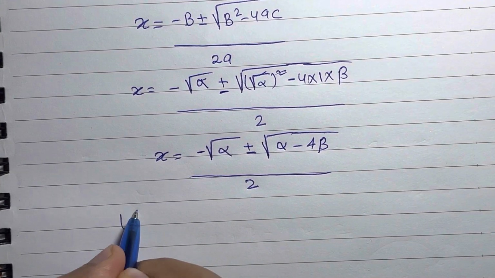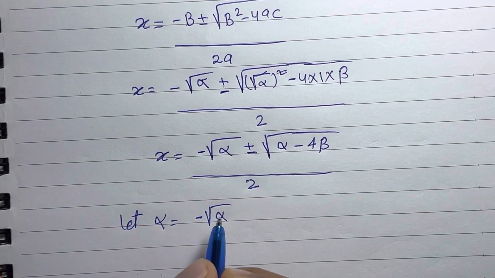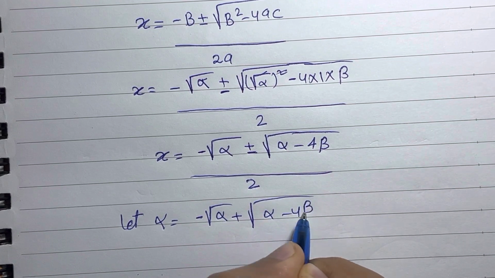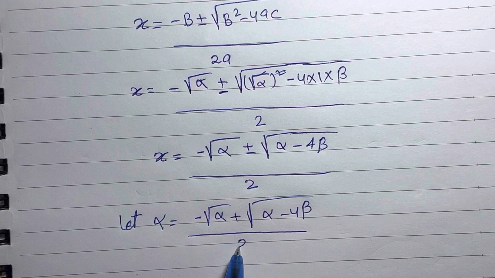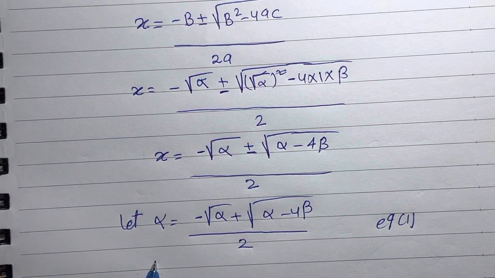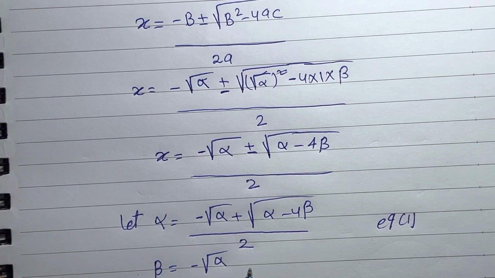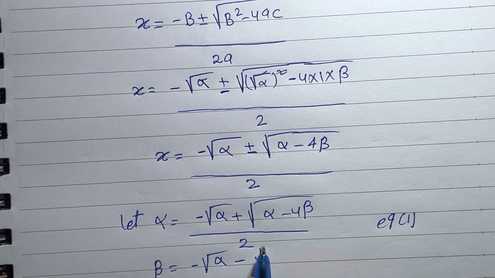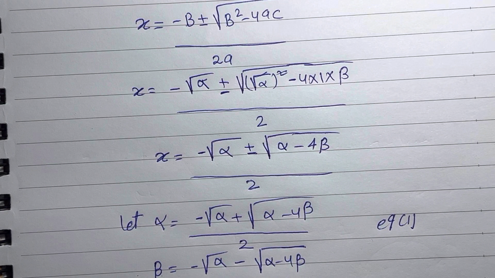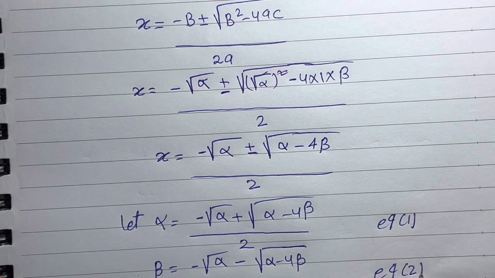We let alpha equals minus root alpha, positive, square root of alpha minus 4 beta, divided by 2, and we call this equation 1. And also let beta equals minus root alpha, minus square root of alpha minus 4 beta, also divided by 2, and we call this equation 2. Okay, that's good.